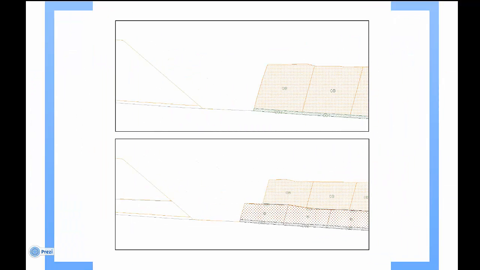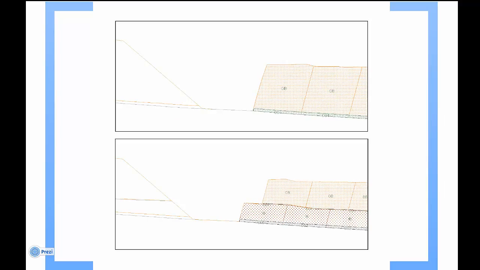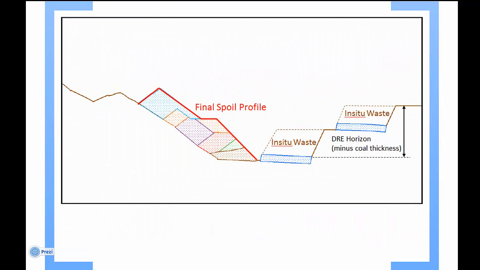Although single seams are better, they can and are used in areas with two or more seams to great effect. The same dragline horizon technique is applied as for single seams, but you must remove the coal thickness.